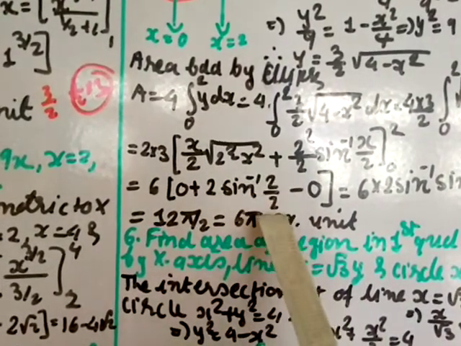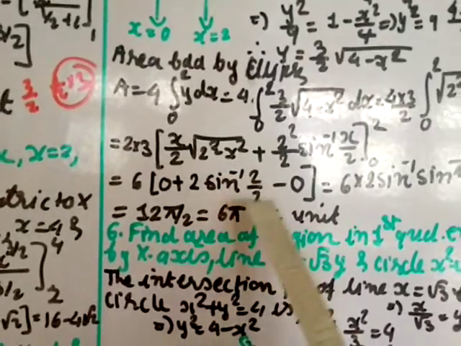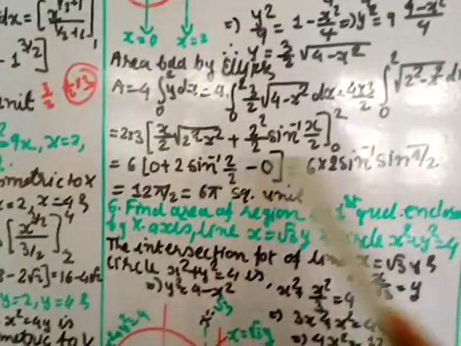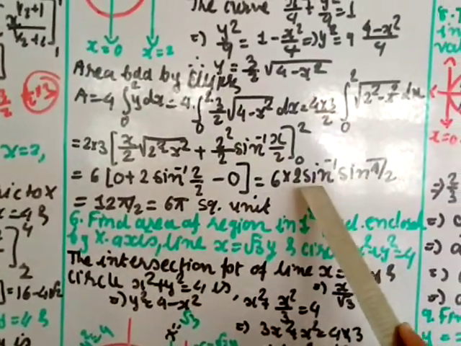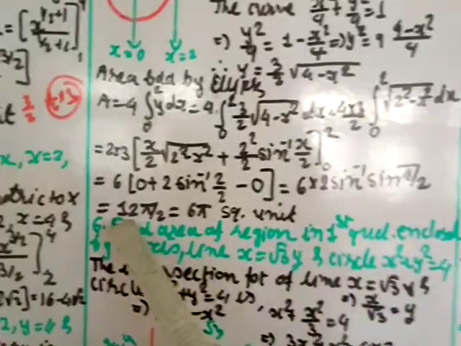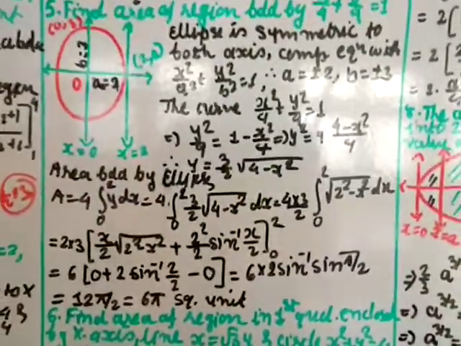Sine inverse of 2 by 2 means sine inverse of 1, and sine inverse of 1 has one value, right? So we can write sine pi by 2. Instead of 1, I am writing sine pi by 2. Then 6 and 2 I am multiplying. Sine inverse and sine cancel, so pi by 2 remains. 6 into 2 is 12, pi by 2, cancel by 2, so 6 pi square is what you need. So that is the answer for question number 5.